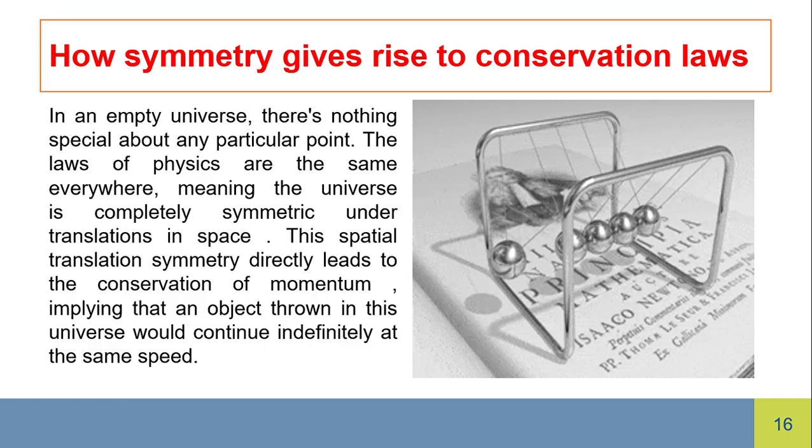So let's get to one more thing, which is the translation symmetry I mentioned. It is a type of symmetry where an object remains unchanged after being shifted or moved from one position to another. In an empty static universe, there is nothing special about any particular point. The laws of physics remain the same everywhere. So this spatial translation symmetry directly leads to the conservation of momentum, implying that an object thrown in this universe would continue indefinitely at the same speed.